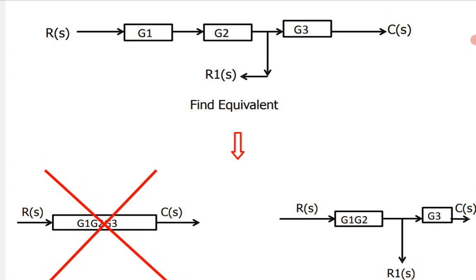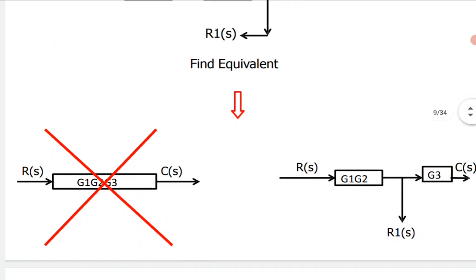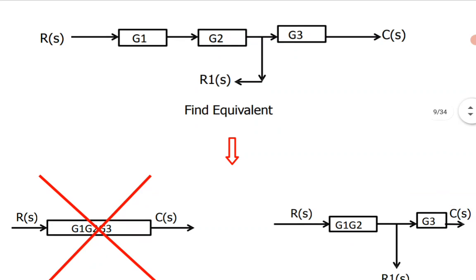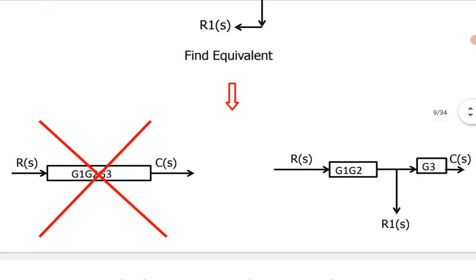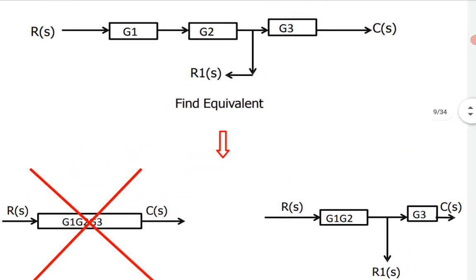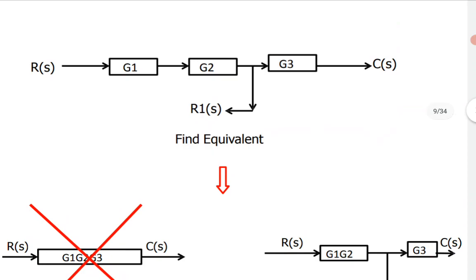That's why the cross sign, because one obstacle is there, R1 of S. If there is no obstacle between these blocks, then automatically this result is correct. Since the obstacle is present, what should I do? In that scenario, at first I will club G1 and G2 based on R of S. See here, the right hand side diagram is highlighted. Then R1 of S is there, then G3 is there, then C of S. In such a way we can proceed further.